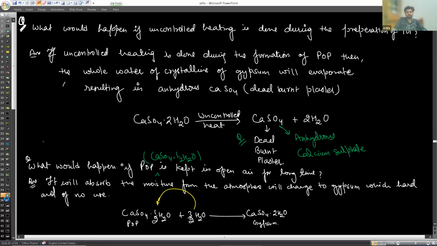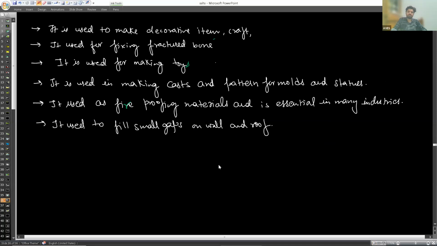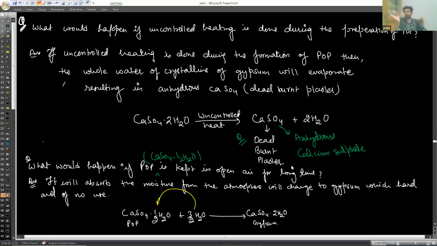There is one more question here: what would happen if POP is kept in open air? Like when we keep NaOH in open air, it becomes sodium carbonate. When we keep bleaching powder in open air, it becomes calcium carbonate. They react with atmospheric carbon dioxide. But here, if we keep the POP for a long time, it will absorb the moisture again. The half molecule of water that it had lost, it will absorb and become very hard.